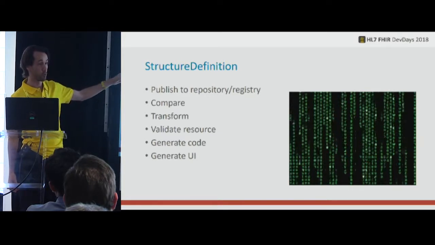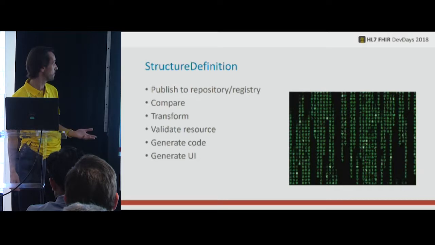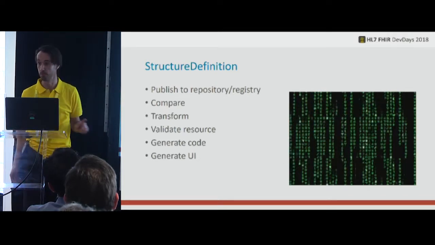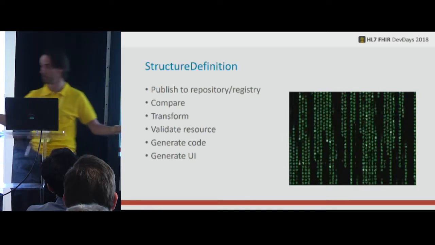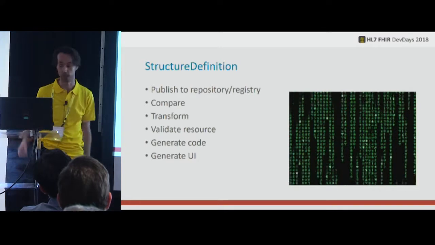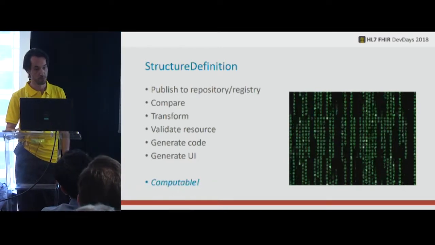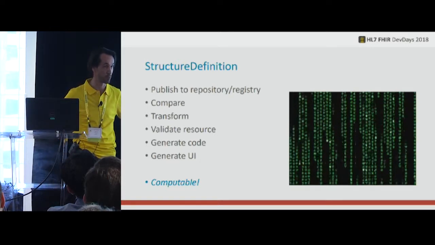You can use it to transform between FHIR versions or to a different standard, maybe. You can use it to validate, very important. Does this patient resource that's on the wire conform to the Argonaut profile? And you can compute that. And you can use it to generate code and user interface. And again, it's possible, it's computable. So this is the recurring theme. Everything is computable. That's core.